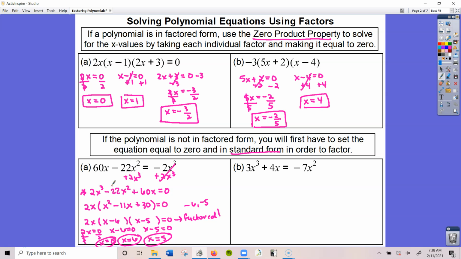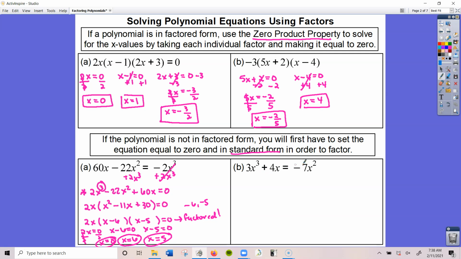Also remember that the highest exponent tells us exactly how many roots we're going to have. Roots is just another name for the zeros. Since we have an exponent of 3, that means that we should have 3 answers.